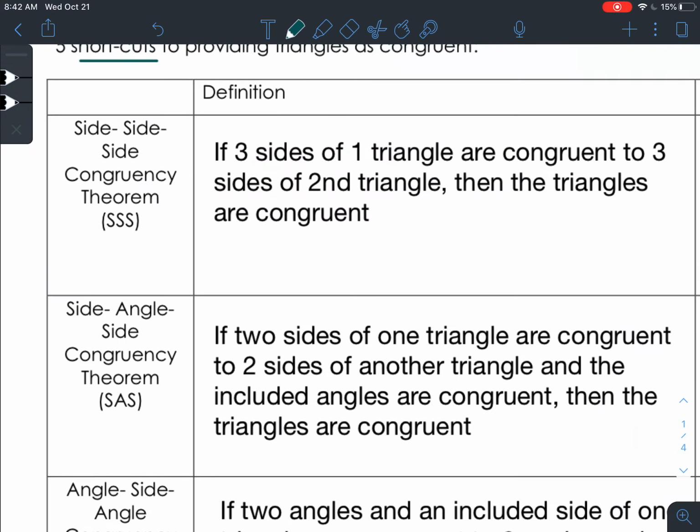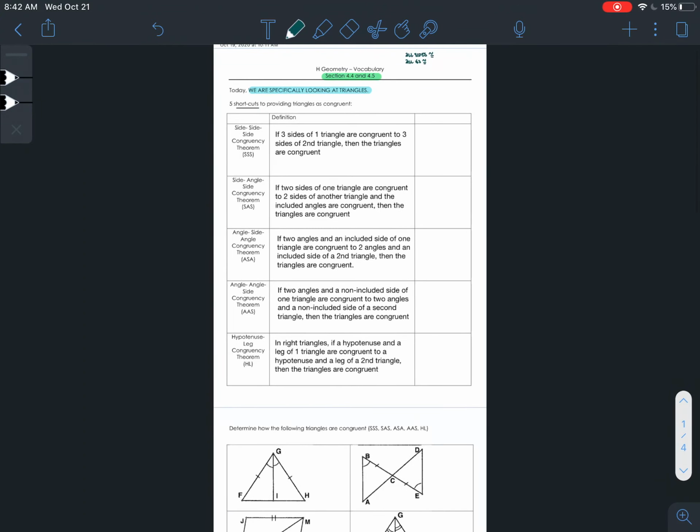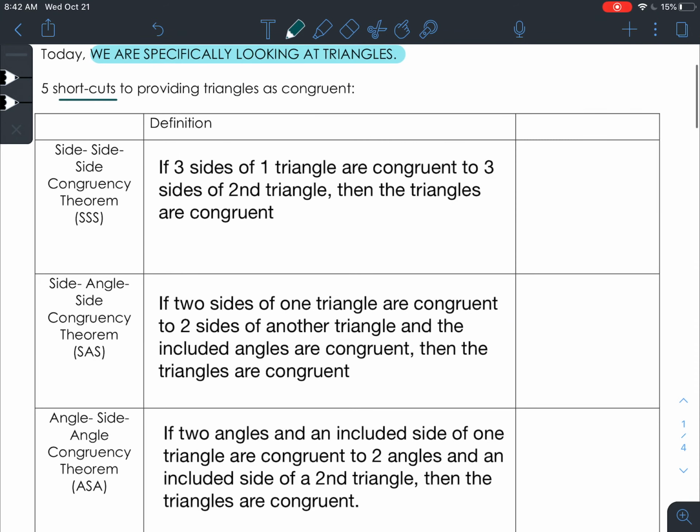So the first one, and again, I have them all written out, so of course you guys are going to have to pause this and write them out on your own. If we look at the first one, it's called the side congruency theorem, and we use the abbreviation SSS. So that's going to be side. This one says, if 3 sides of one triangle are congruent to 3 sides of a second triangle, then the triangles are congruent.